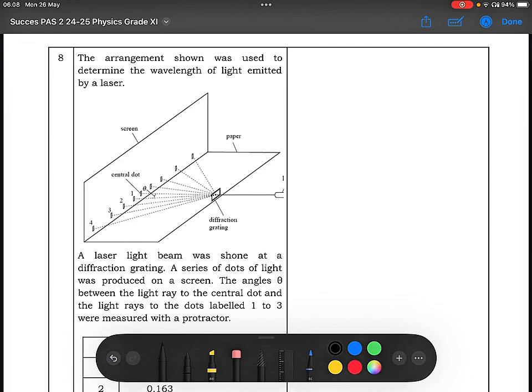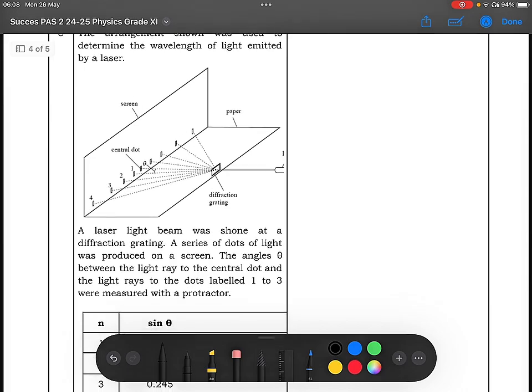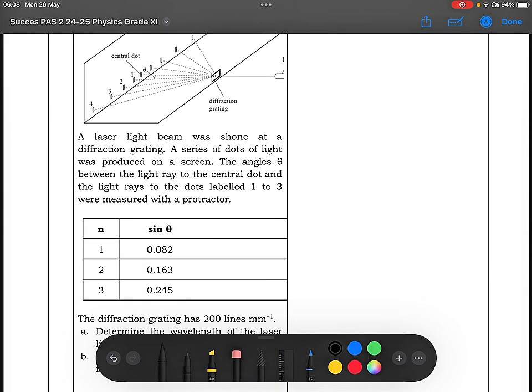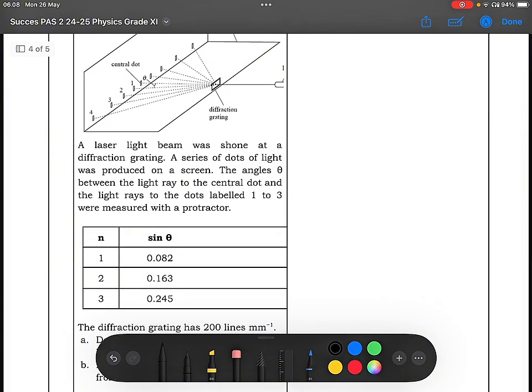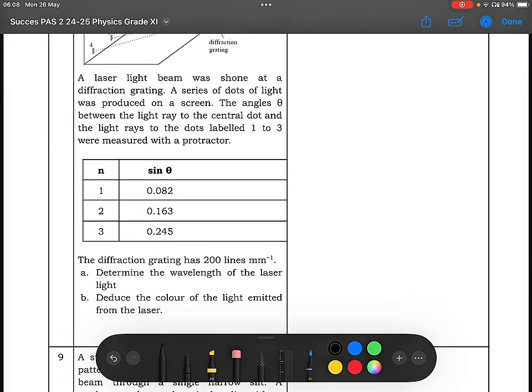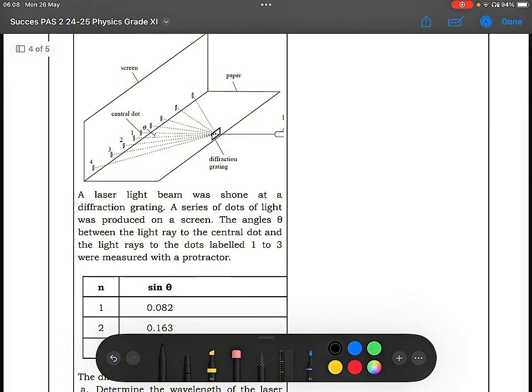Okay, and number 8. The arrangement shown was used to determine the wavelength of the light emitted by a laser. The diffraction grating is 200 lines per millimeter. Determine the wavelength.